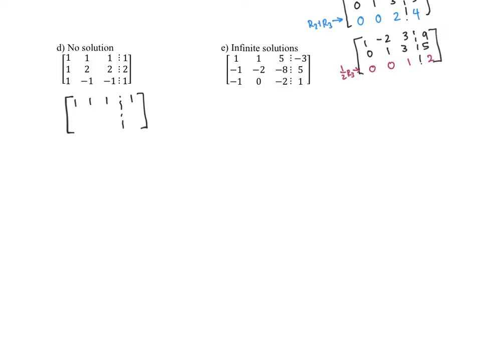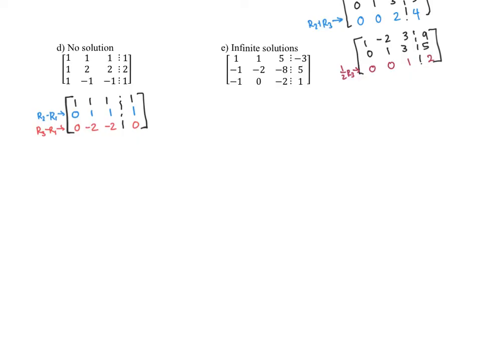Let's see. What if I do row 2 minus row 1? I could have done vice versa. 1 minus 1 is 0, 2 minus 1 is 1, 2 minus 1 is 1, 2 minus 1 is 1. Okay, let's see. For the third row, I'll just do row 3 minus row 1. Not the only way I could do it. 1 minus 1 is 0, negative 1 minus 1, negative 2, negative 1, negative 2, 1 minus 1, 0.